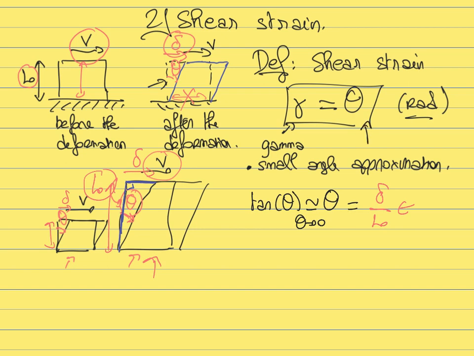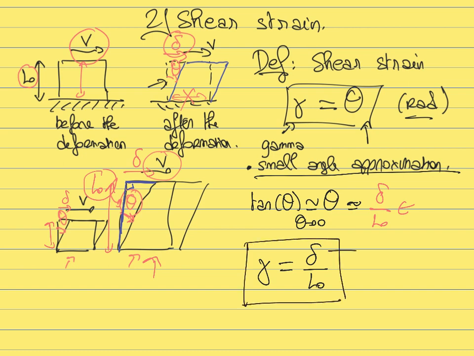On the other hand, since we saw that the shear strain is equal to theta, and since theta is close to the ratio of delta divided by L naught, then we can write that, if this small angle approximation is true, which is going to be the case all the time in this class, we are going to assume that we are always considering materials that are stiff enough so that the deformation is small enough that this approximation is correct. So we can simplify the shear strain as being the ratio of delta divided by L naught.